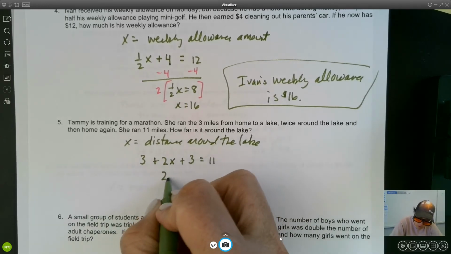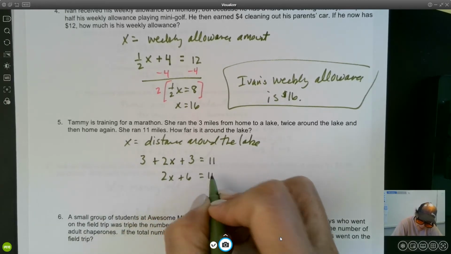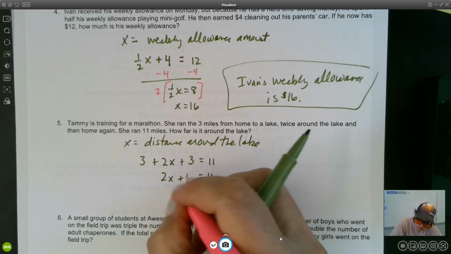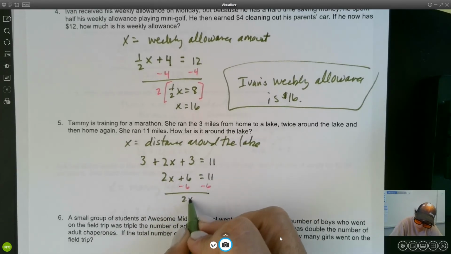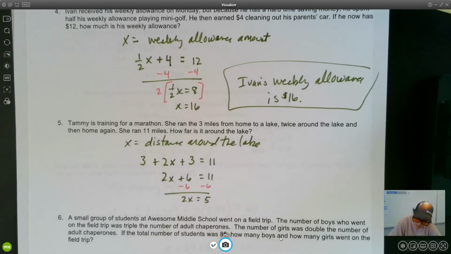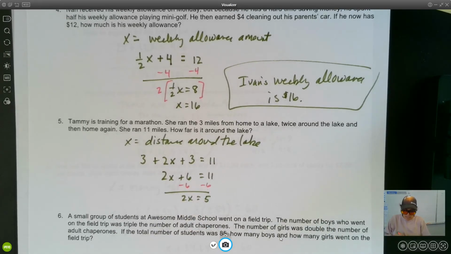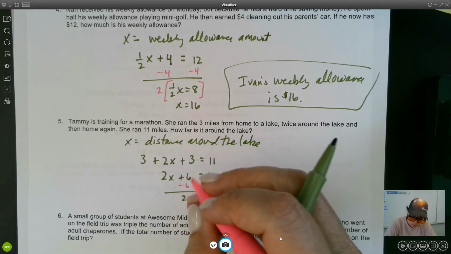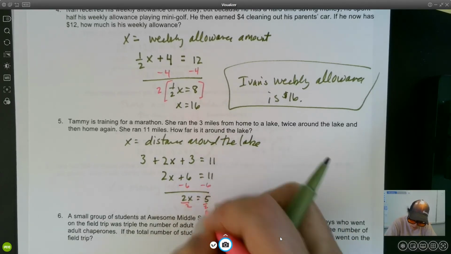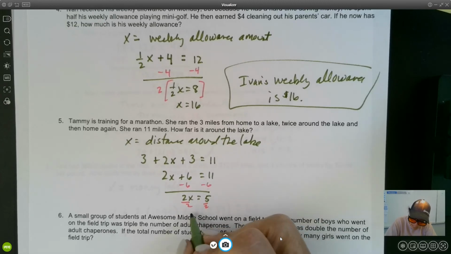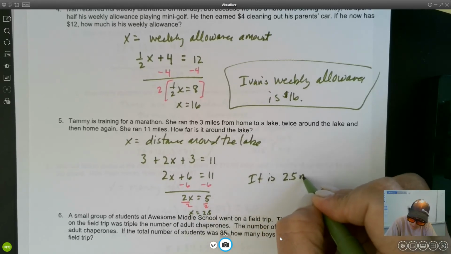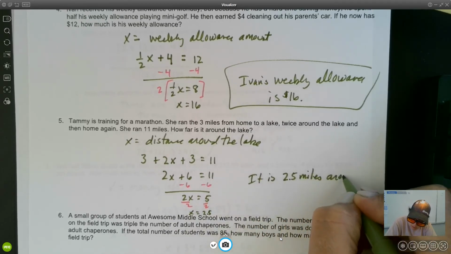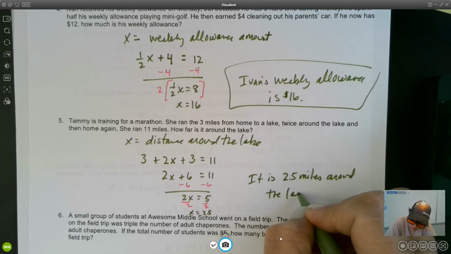All right, so 2x plus 6 equal 11. Take 6 off. 2x equal 5. Now we're going to go ahead and divide by 2. And we get 5 halves or 2.5. So it is 2.5 miles around the lake.